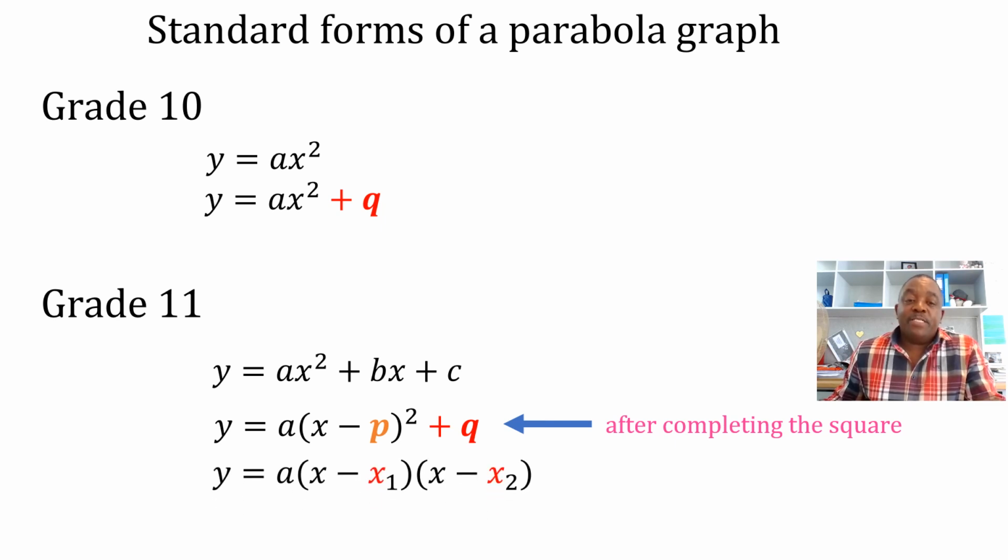If we factorize the same standard form of y is equal to ax squared plus bx plus c, we end up with a standard form that allows us to see the x-intercepts of your graph, that is your x1 and x2. Now these are very important because in finding the equation of your parabola graph, these come in handy.